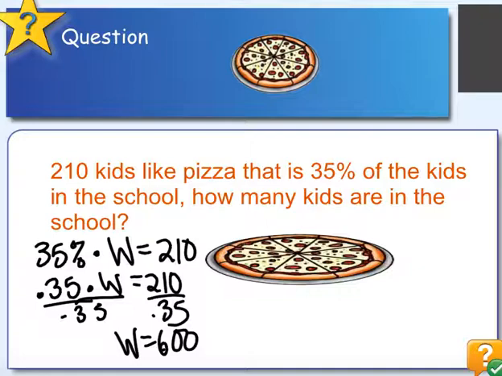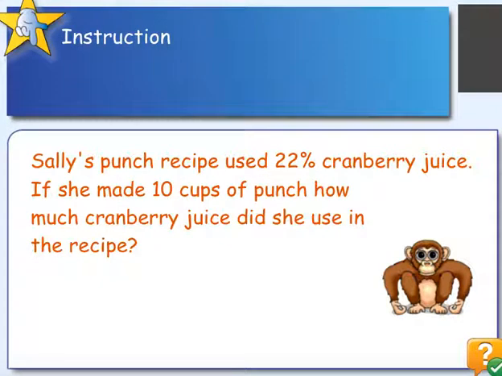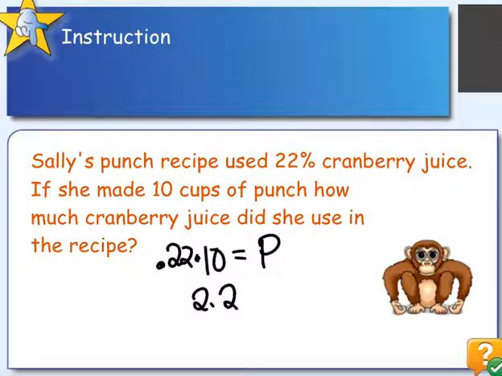Let's just do a couple more examples. Sally's punch recipe used 22% cranberry juice. If she made 10 cups of punch, how much cranberry juice did she use in the recipe? Well, we know that our whole is 10. She made a full 10 cups of punch. 22%, so 0.22 is our percentage, and that will give us our part, that is cranberry juice. So 0.22 times 10 is 2.2. So she used 2.2 cups of cranberry juice to make this recipe.